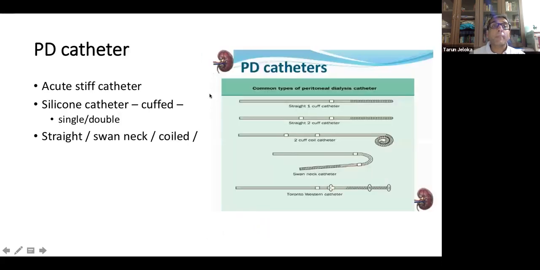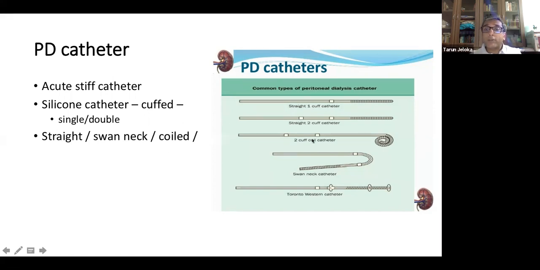Fine. What PD catheter can be there on the table, and you may be asked to pick up the PD catheter. It can be an acute stiff PD catheter, which you must have seen. It looks something like this: a straight PD catheter. Okay, straight PD catheter, and it is stiff. Usually it is introduced using the Seldinger technique with a trocar cannula. So that is the acute stiff catheter. The rest are all soft catheters, which are made up of silicone, which may be cuffed or not cuffed. There might be single cuffed, there might be double cuffed.